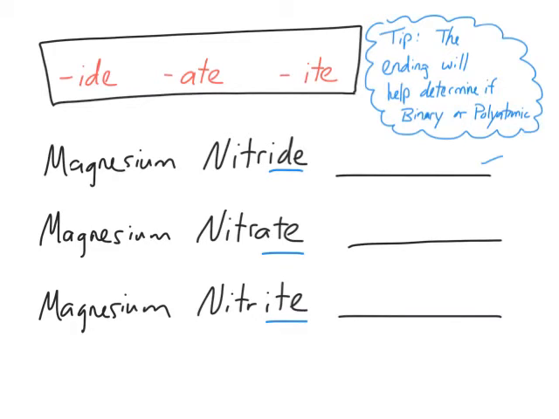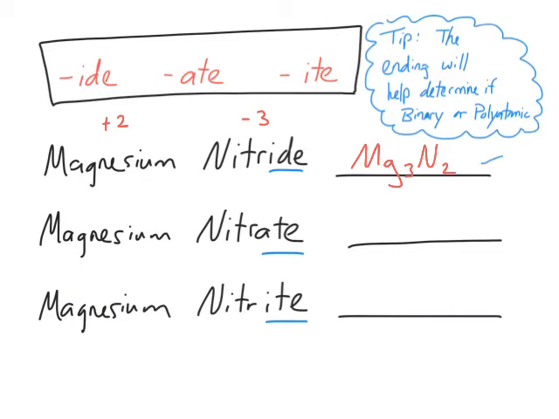So, for example, if I'm looking at magnesium nitride, the IDE ending tells me it's binary. And so I'm just dealing with magnesium and nitrogen. So I know it's Mg and N. Now it's just a matter of figuring out the subscripts. Nitrogen has a -3 charge, and magnesium has a +2 charge, so therefore I need to balance these out by having 3 magnesiums and 2 nitrogens. So it'd be Mg3N2.